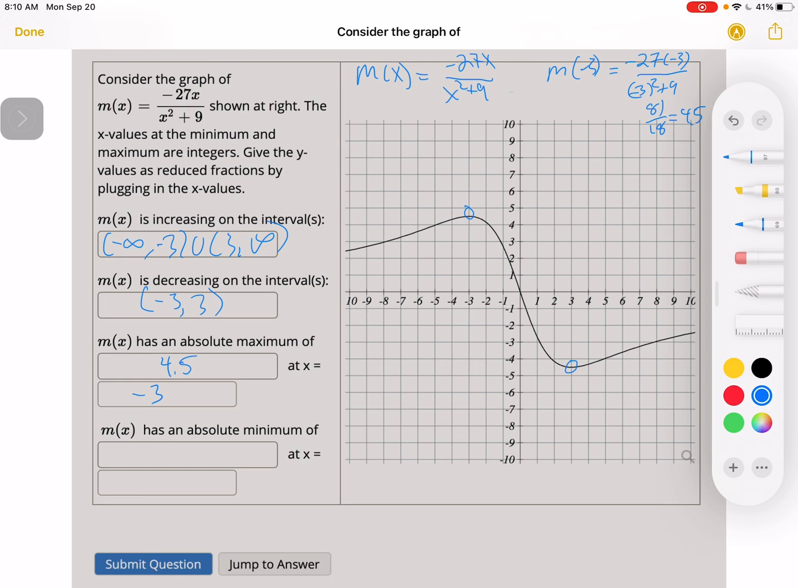And it's likely going to be symmetric down below. So let's look at m of 3, not negative 3, m of 3. It's going to be negative 27 times 3 over 3 squared plus 9. So it's negative 81 over 18, so that's going to be negative 4.5. So negative 4.5 at x equals 3.